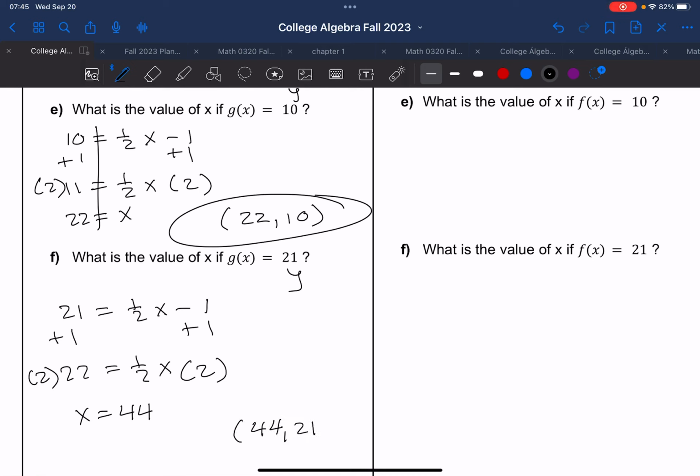(44, 21). Correct. So that 21 equals 1/2 x minus 1 is pretty much y equals mx plus b, correct? Yes. Okay, so that's part 1 of topic 8. We'll finish off topic 8 on Monday and then do topic 9.